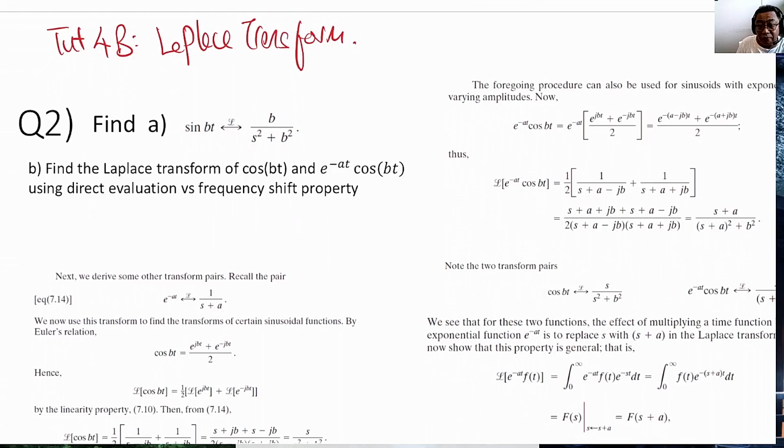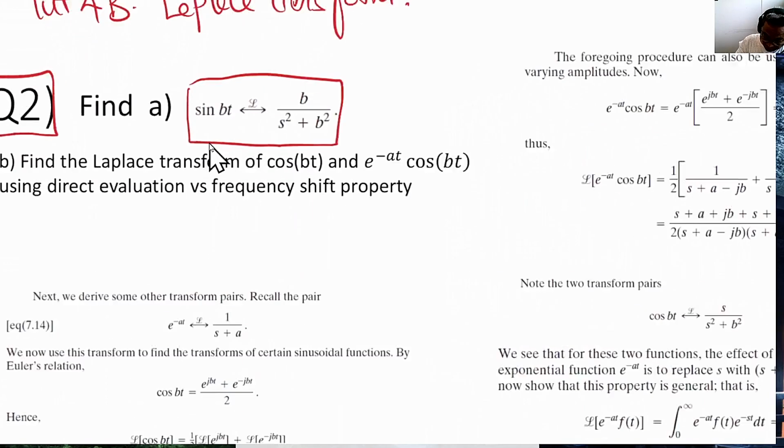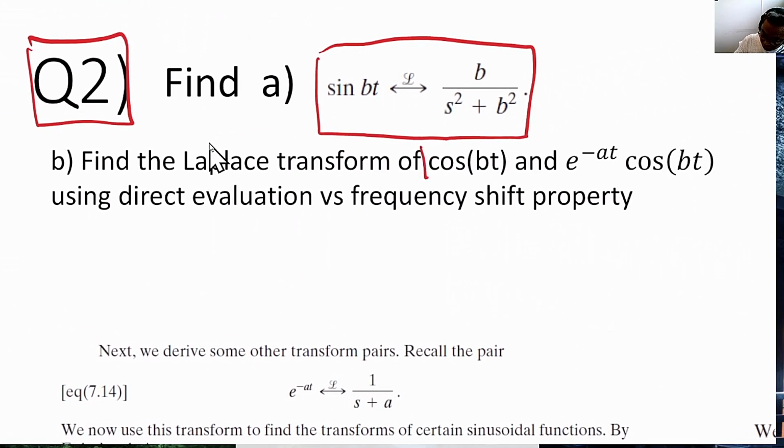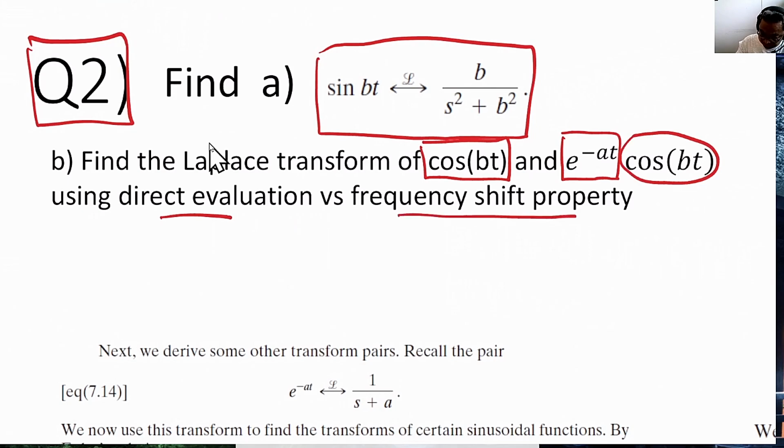This is tutorial 4B Laplace Transform question 2. In this question, we are asked to find the Laplace transform of sine bt, cosine bt, and e minus a multiplied by cosine bt using direct evaluation as well as frequency shift property.